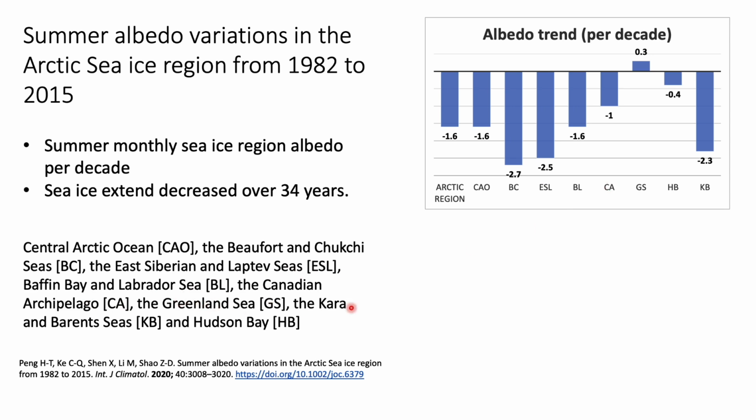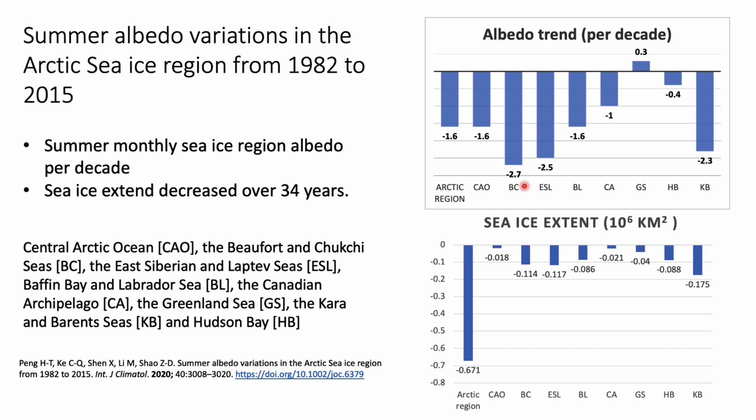GS is Greenland Sea, and Kara and Barents Seas are given as KB, and then we have the Hudson Bay, which is HB. So these are all the different regions where the albedo trend over a decade is given. If you see, the effect is mostly negative except for the Greenland Sea. And how do we know these albedo effects are changing? We can actually look at the sea ice. If we look at the sea ice, this is for the entire Arctic region, the sea ice extent is actually having a negative number.